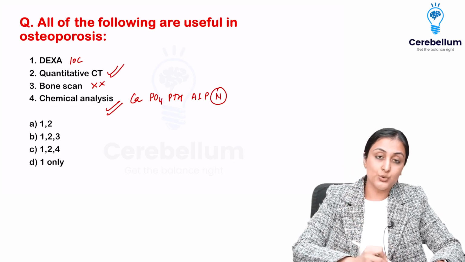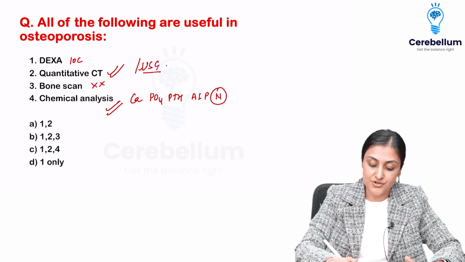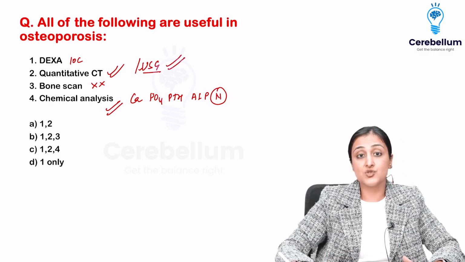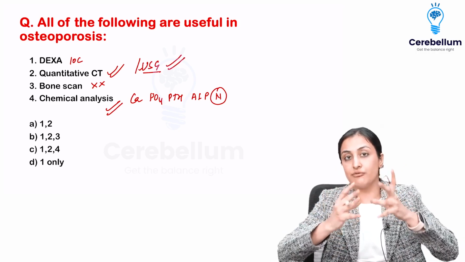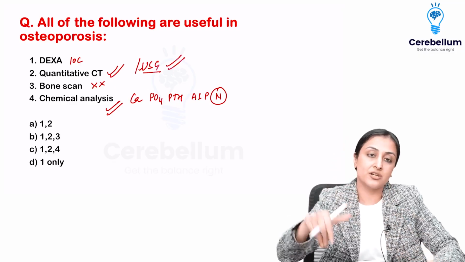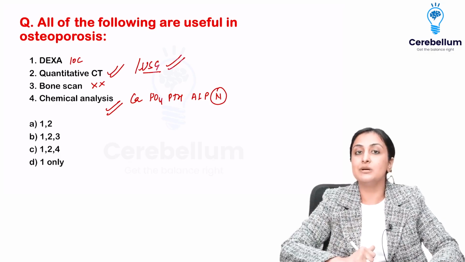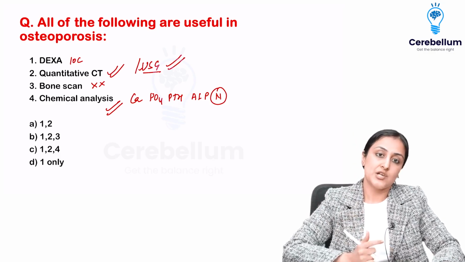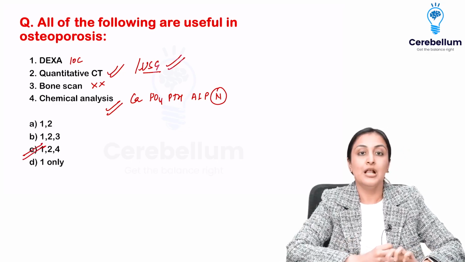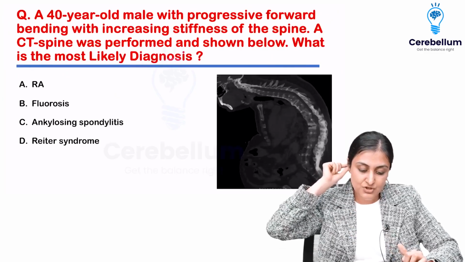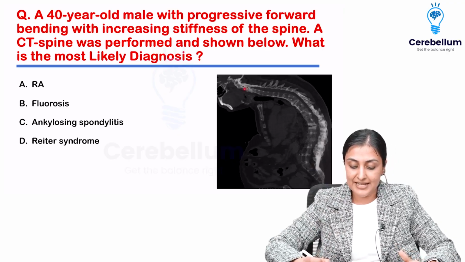Quantitative CT is a new investigation, and not just quantitative CT, we are also now doing quantitative ultrasound. These are new investigations which are going to replace DEXA in the future because it gives you a full 3D volumetric bone mineral density. You don't really have to compare it with anybody. You can get an objective assessment. So these are 3 investigations that are used. So bone scan has no role in osteoporosis. Next image, there is a 40-year-old male with progressive forward bending and stiffness.